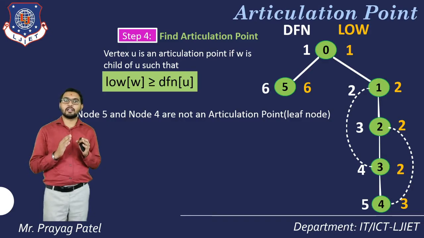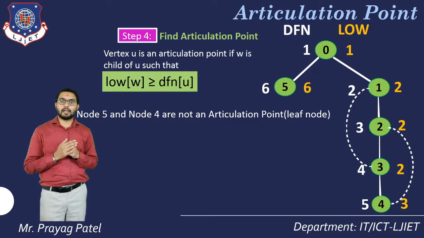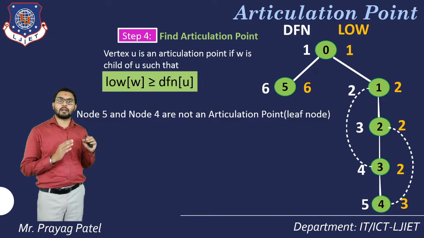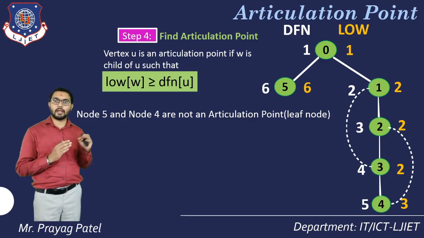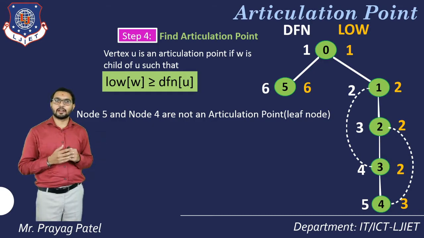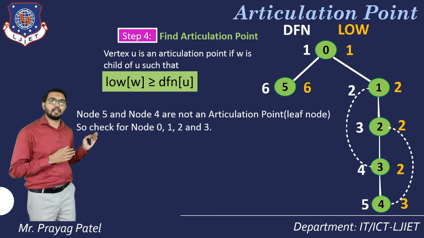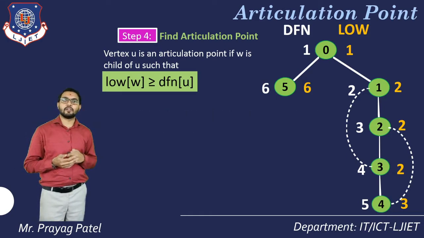First consider node number 5 and node number 4, because they are leaf nodes. In our steps, a leaf node is never considered an articulation point. So node number 5 and node number 4 are not articulation points because these two nodes are leaf nodes. Now check the remaining nodes: node number 0, 1, 2 and 3, one by one.